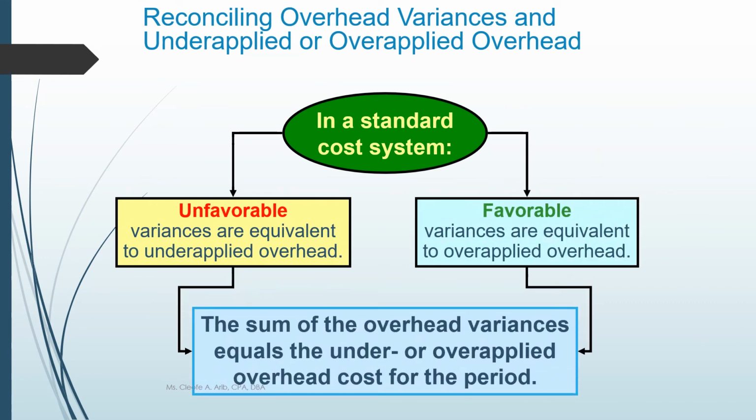At this point, let's reconcile your overhead variances with any under-applied or over-applied overhead. So in a standard cost system, the sum of your overhead variances equals the under or over-applied overhead cost for the period. If you have an unfavorable variance, this is equivalent to under-applied overhead. Favorable variances naman, on the other hand, are equivalent to over-applied overhead. So, take note of that. Pag favorable, over-applied. Pag unfavorable, under-applied.